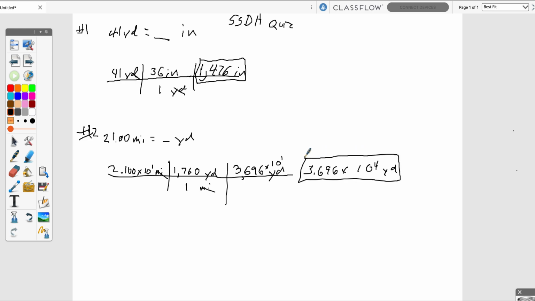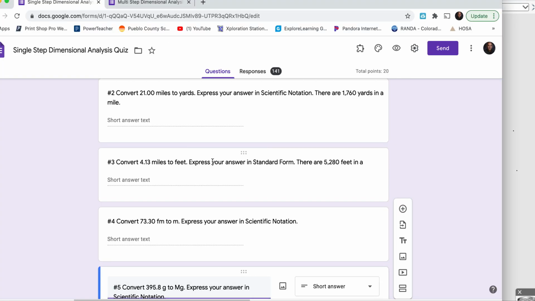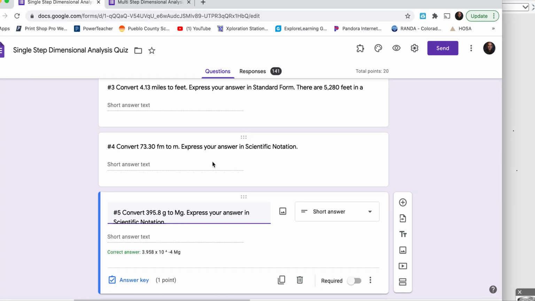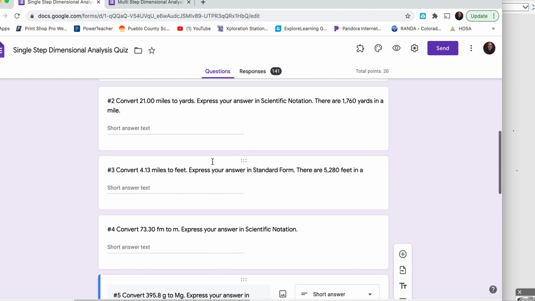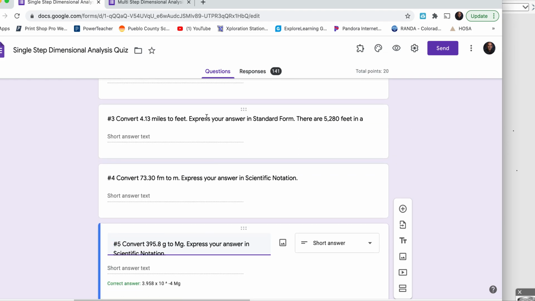Cool, guys. All right. Okay, I think we can get number 3 down here. So we're going to do number 3 here. Look at it, number 3. Okay, convert 4.13 miles to feet. Express your answer in standard form. And there are 5,280 feet in a mile. Okay, cool. All right. Let's see what's up here.